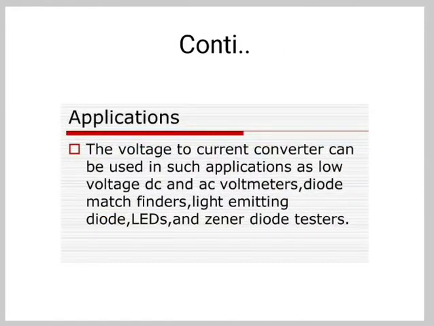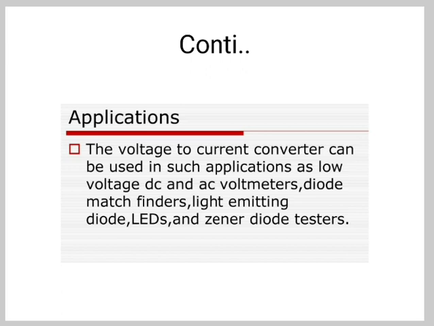Now next is the application. The V to I converter, or voltage to current converter, can be used in such applications as low voltage DC and AC voltmeters, diode match finders, light emitting diode (LED) and Zener diode testers. There are some other applications of V to I converter with floating load.